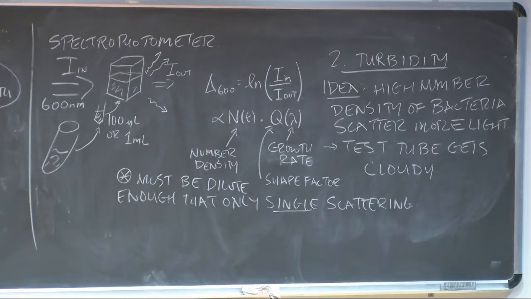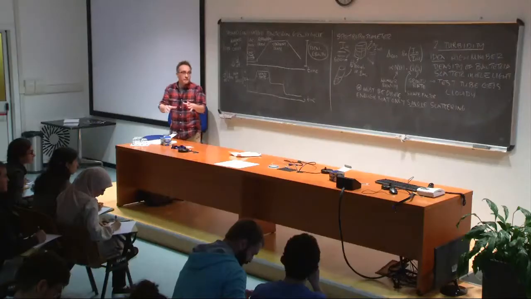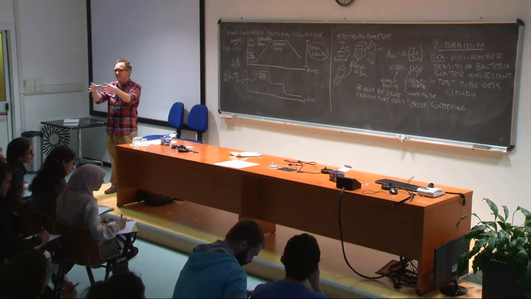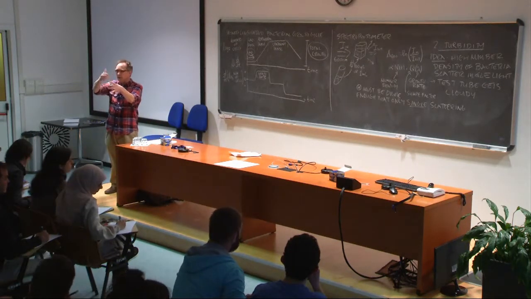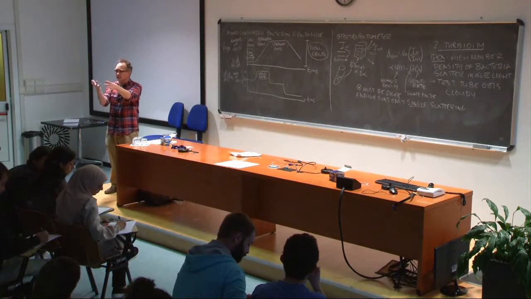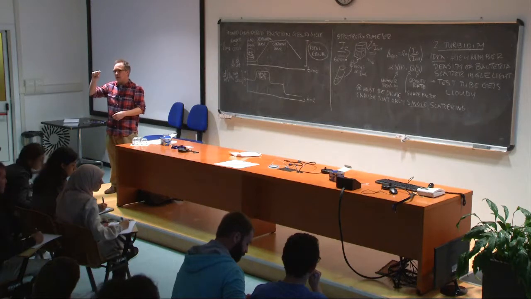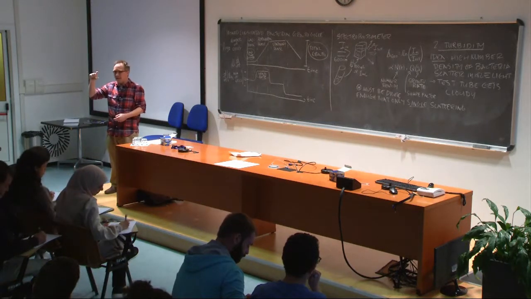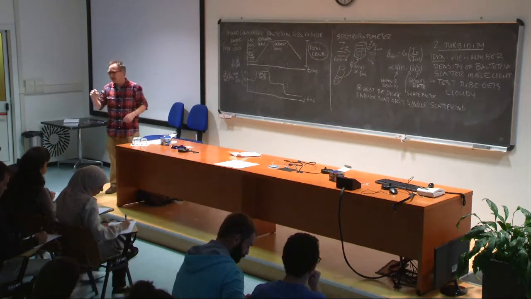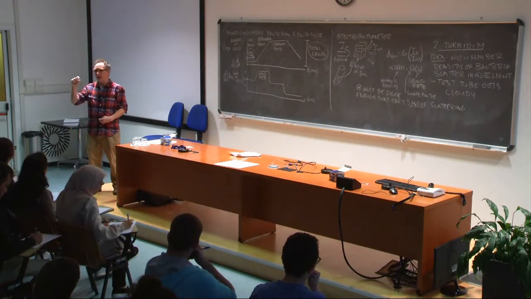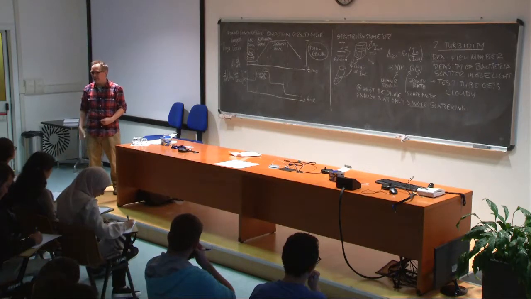Okay? And so I say this because if you read modern papers, very often these types of measurements are not done in a spectrophotometer. They're done in what's called a plate reader, where you have a plastic dish with little wells. You put your cells in, and you put them into this plate reader. In that case, the path length is not constant, so this doesn't make any sense. Second of all, the density is not necessarily controlled in a way that you get single scattering events.